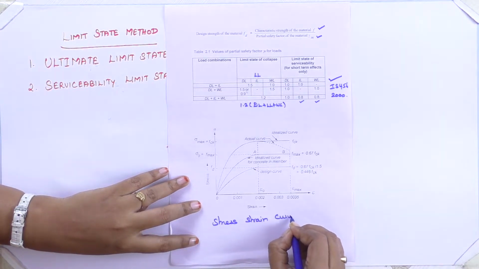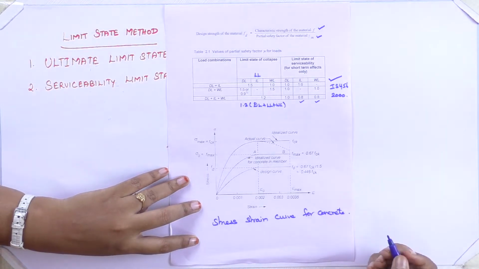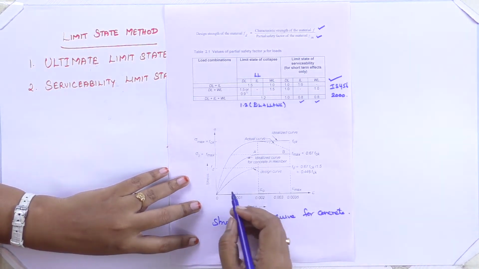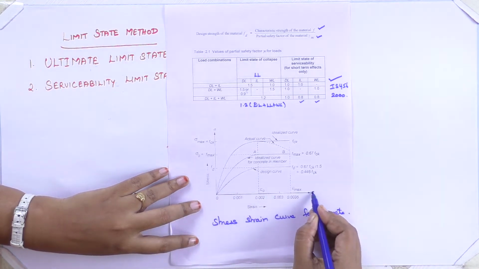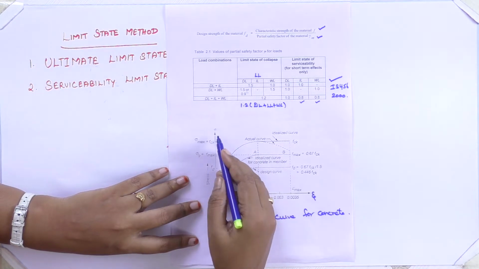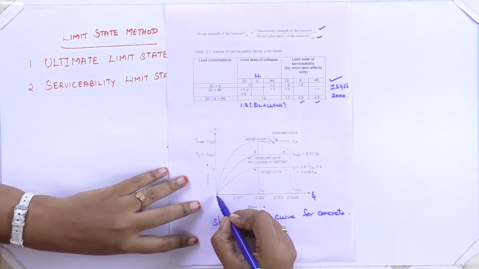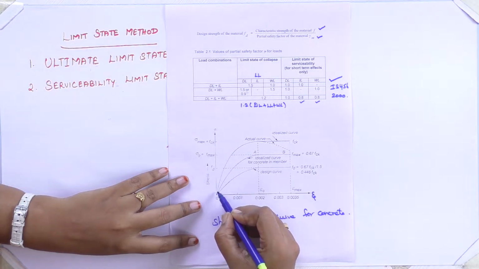Stress strain curve for concrete. Okay, let me draw a stress strain graph. This is strain epsilon along the x-axis. This is stress sigma along the y-axis. When you are testing your sample, it will be starting here.